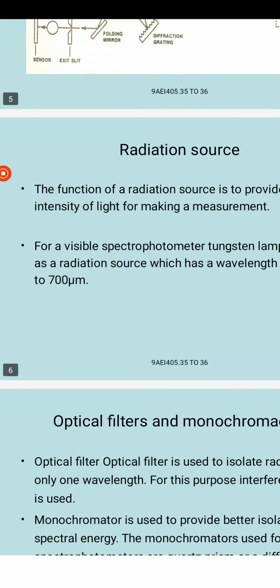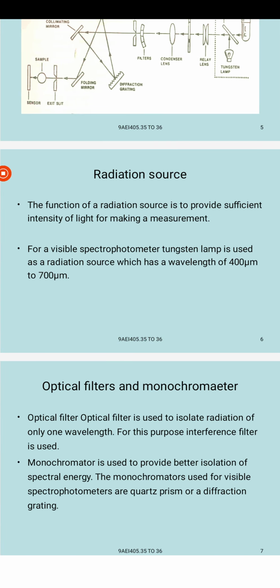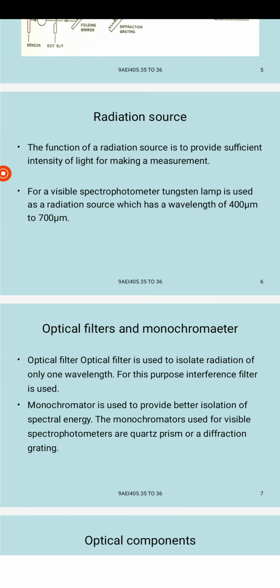So we can see radiation source. The function of radiation source is to provide sufficient intensity of light for making measurement. For visible spectrophotometer, tungsten lamp is used as a radiation source which has a wavelength of 400 nanometers to 700 nanometers.